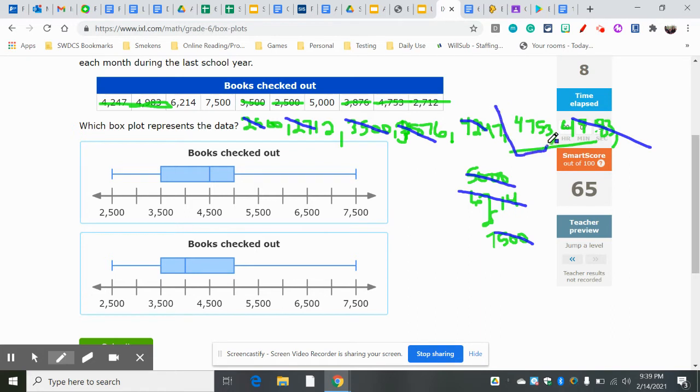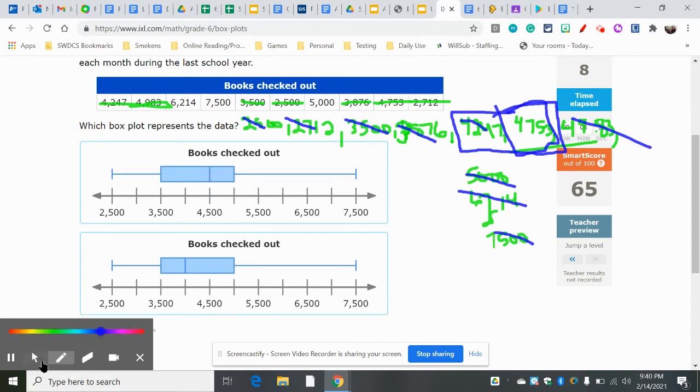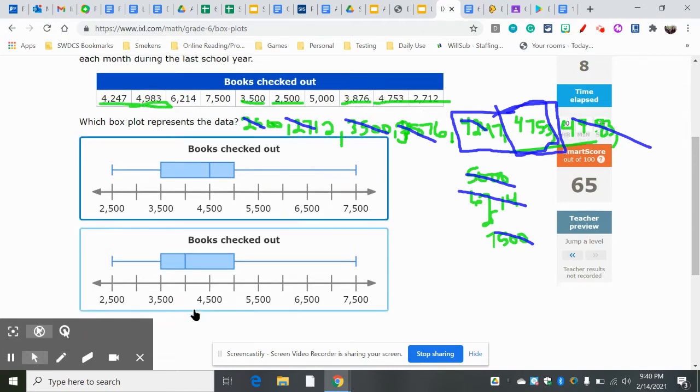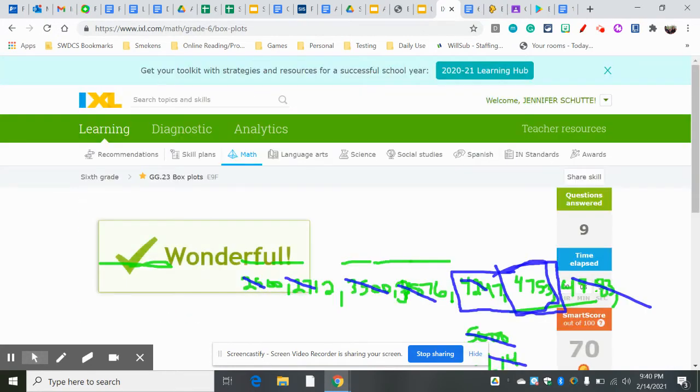Okay, my middle is 47. So my middle, where did I mess up? Okay, I see where I messed up. It should have been these two numbers whenever I was crossing them out. So I would have to add them up, divide by 2, and that would give me 4,500. So I know that this is my median. So this top one is going to be my answer.